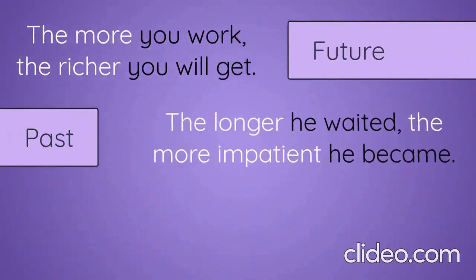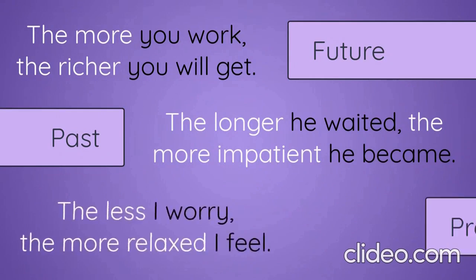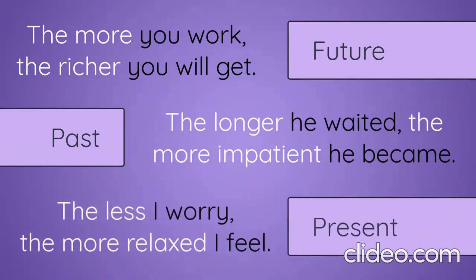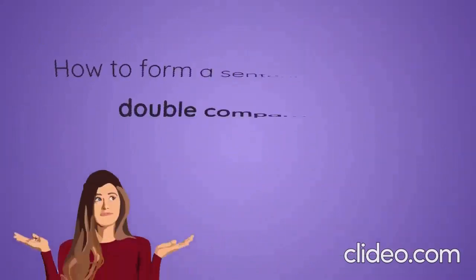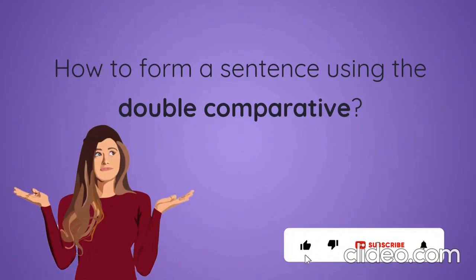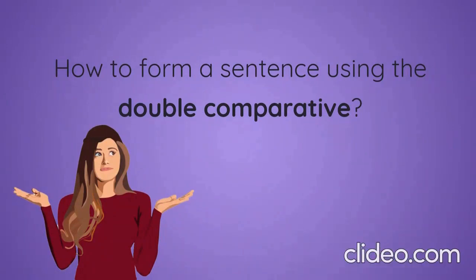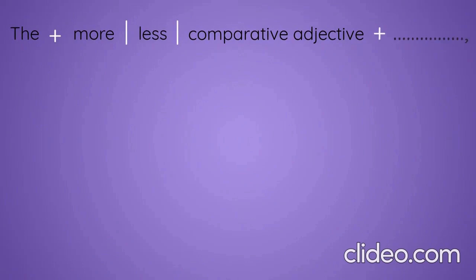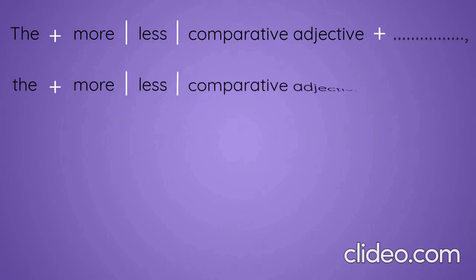The longer he waited, the more impatient he became. The less I worry, the more relaxed I feel. How to form a sentence using the double comparative? Well, I have created a structure, and I guess if you follow it, you won't have any difficulty using double comparatives. The plus more, less, or a comparative adjective. And the second part the same. The plus more, less, comparative adjective.